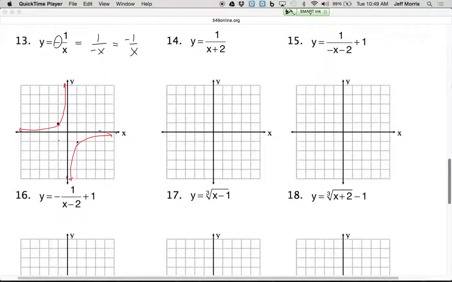And then my domain and range, domain would be what? X cannot equal 0. What would the range be? Y cannot equal 0. All right, let's go through these. The next one, what does this one do?